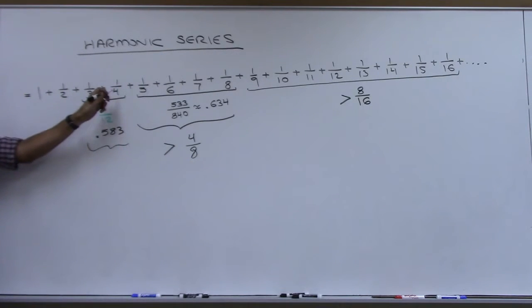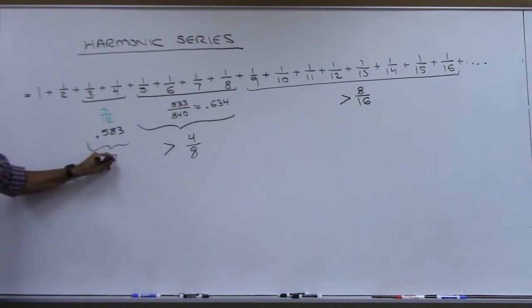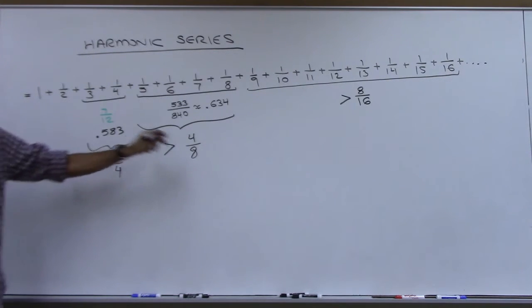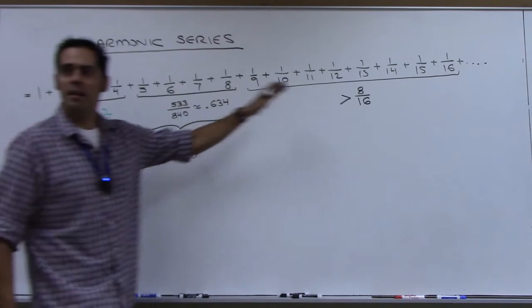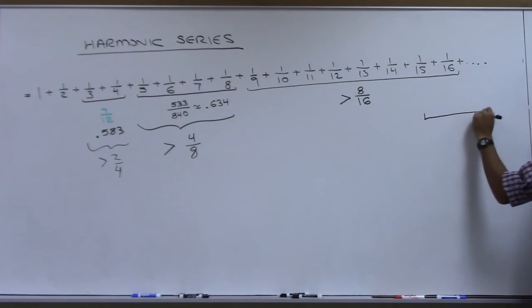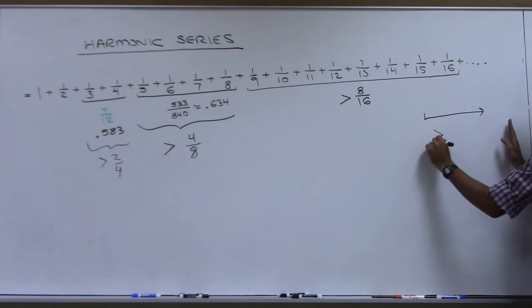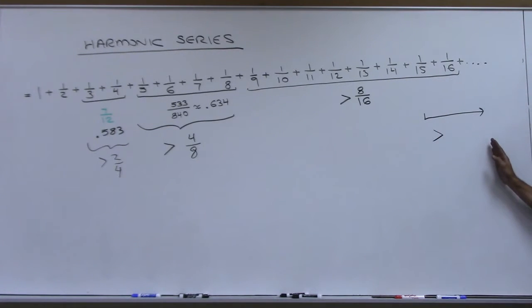1/4 is the smallest number. How many of them are in the list? 2. So this is definitely bigger than 2/4. What do all these have in common? They're all 1/2, right? So if I continue in my list and I take the next, not 8, but the next 16, I can be sure that those added up should be greater than what?